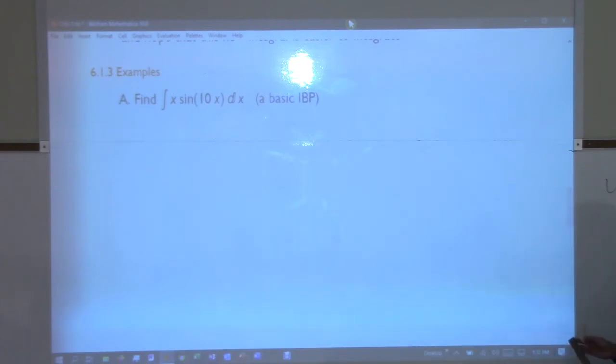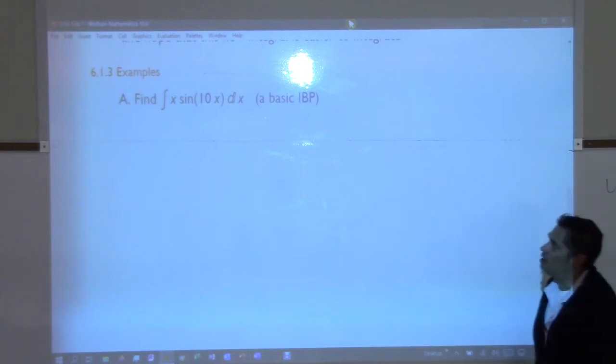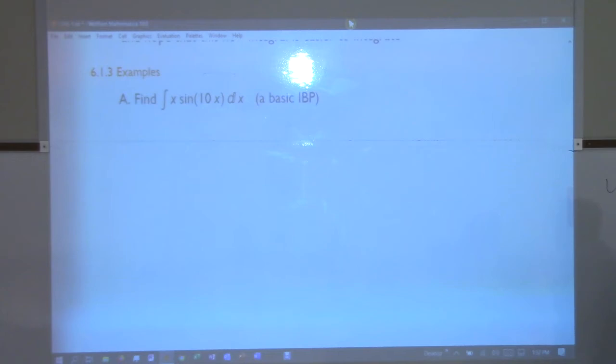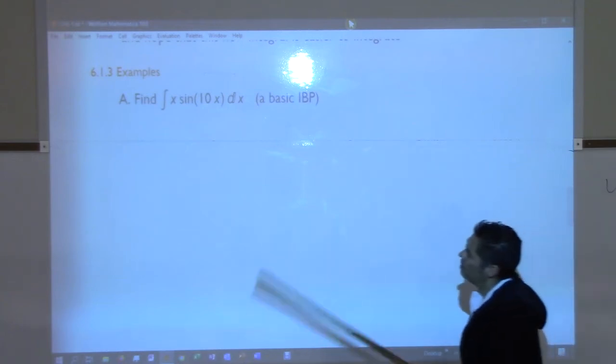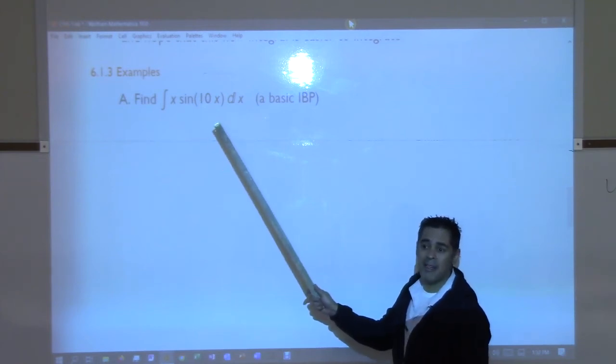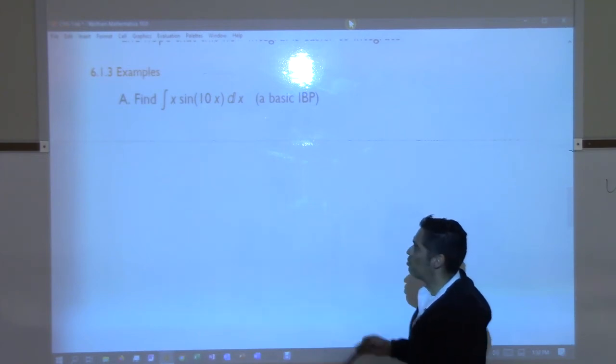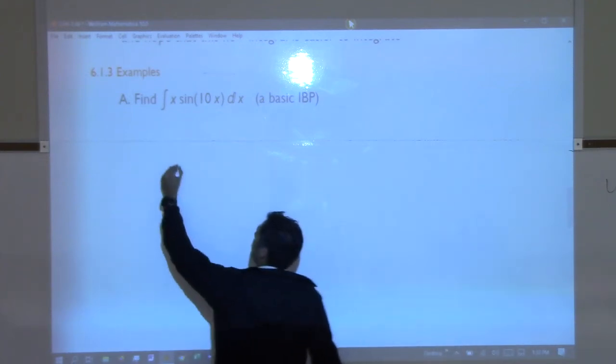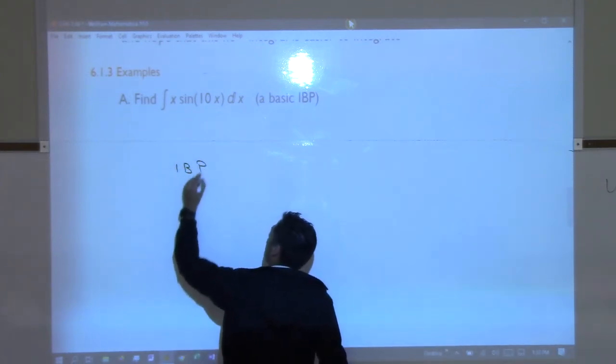Nicholas, are you seeing integration by parts here? If you see integration by parts, you've got to choose one of these things to be your u and the other one is going to be dv, right? So which one would be your u? The x. Why?